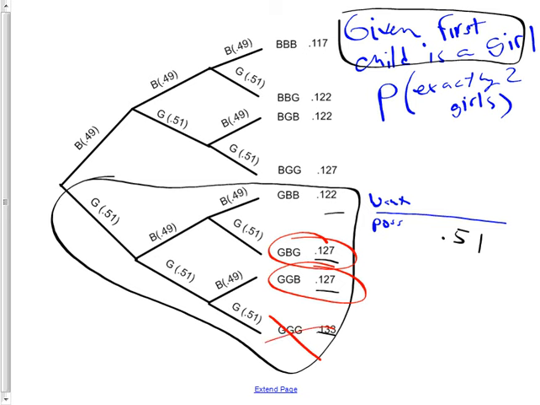All right, so then you got 0.127 plus 0.127. Final answer, 0.498.